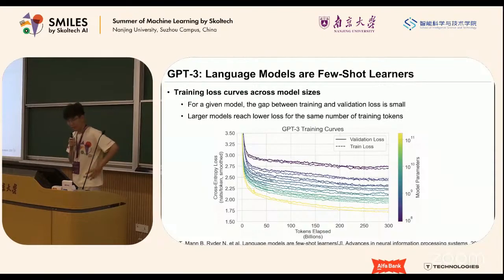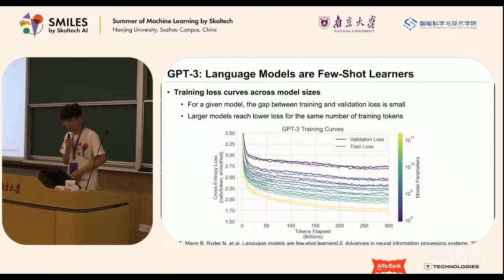This slide shows the training loss curves for different versions of GPT-3. Two important observations can be made. First, given a fixed model size, the gap between the training and validation loss remains very small, which shows that the models are not overfitting to the training corpus. Second, as the model parameters scale up from 100 million to 175 billion, the loss decreases smoothly for the same number of training tokens, which is a predictable scaling law.